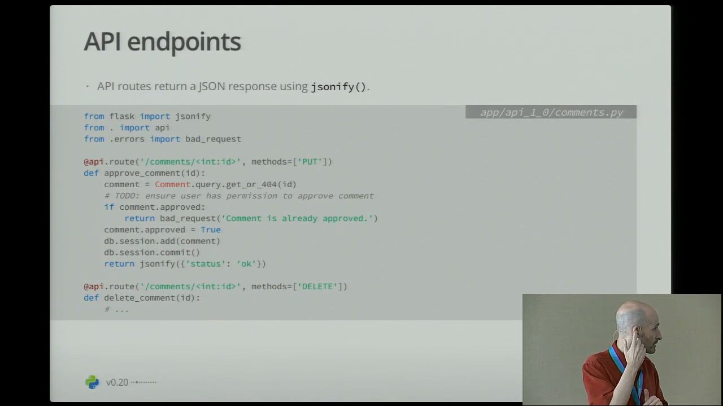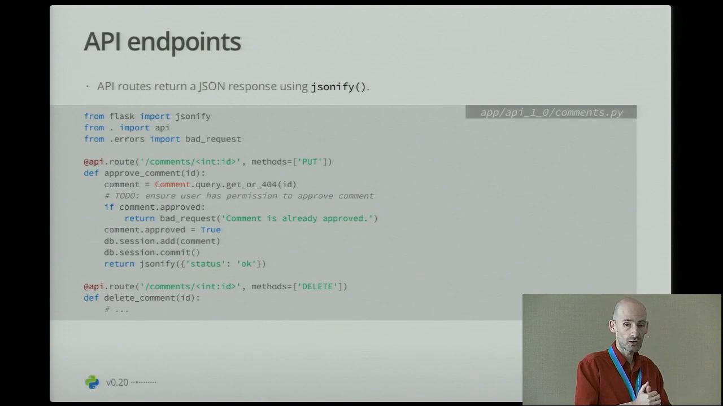So what do I do here? This is a route that takes the ID of the comment as an argument so that I know which comment this is about. I get the comment from the database using the query. So I do a get or 404. If the ID is invalid, that will return a 404 to the API client, so the AJAX that's running in the client will get an error.